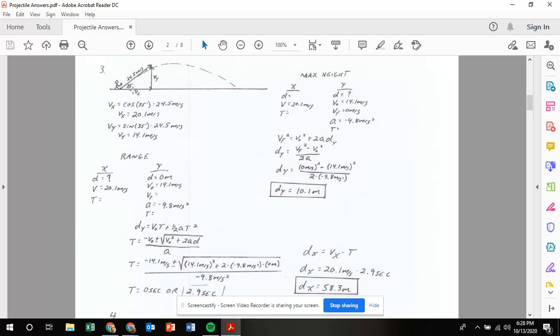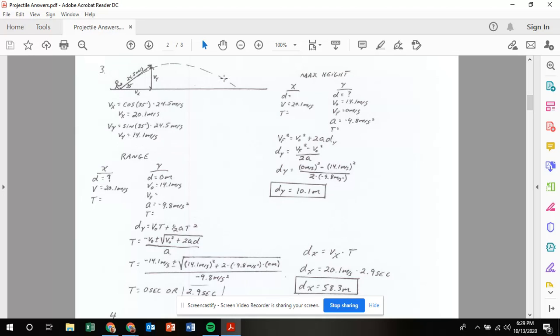To find the velocity in the x, that's the adjacent side of our triangle, so I would use the cosine of 35 degrees times the hypotenuse, which is 24.5. Plugging that in my calculator, I know the velocity in the x direction of this projectile is 20.1 meters per second. Velocity in the y direction is the opposite side of this triangle. So that means I'm going to be using the sine. So sine of the angle 35 degrees times the hypotenuse 24.5 gets me an initial velocity of 14.1 meters per second.